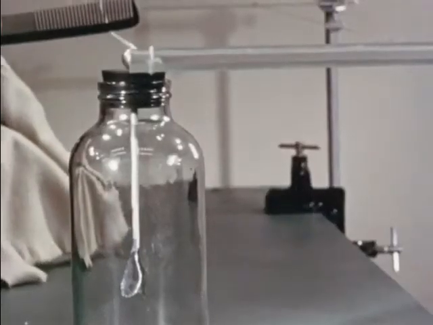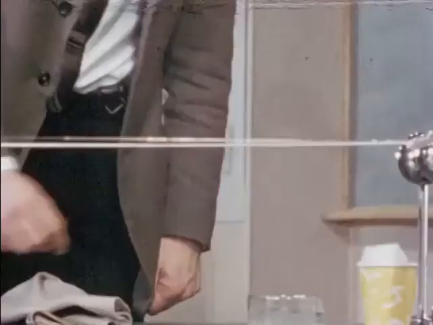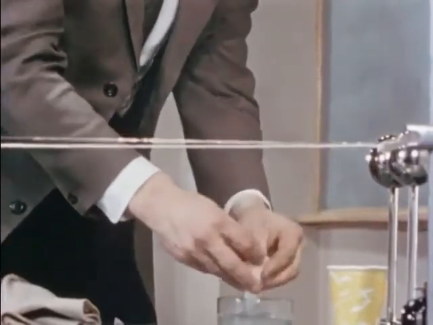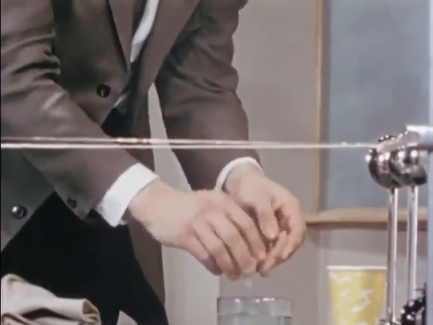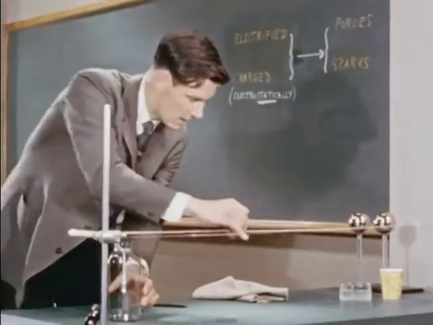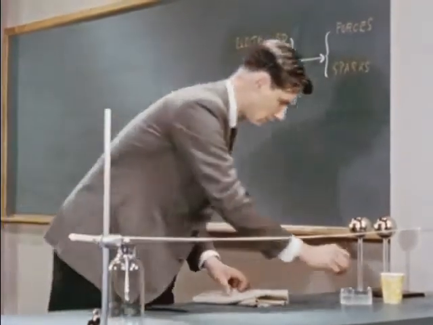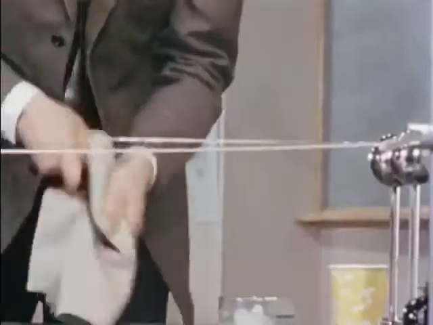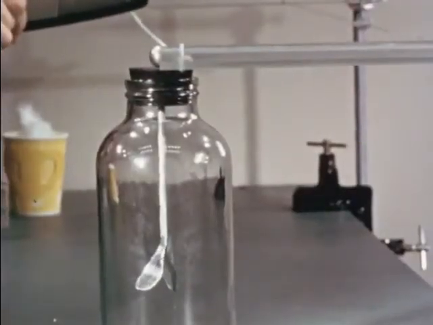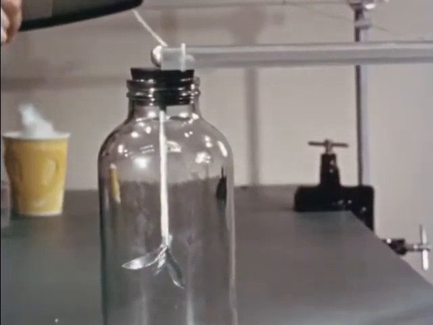And this time, we get no repulsion. Now suppose we wet the string. This, by the way, is why electrostatic experiments work better in dry weather. Now, we get a slow repulsion, because water helps to move charges about.